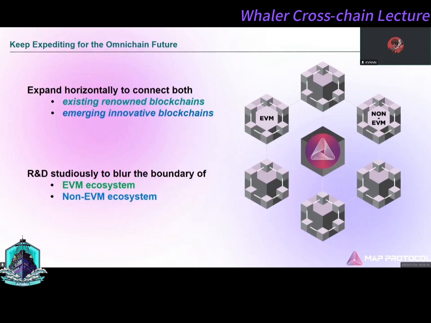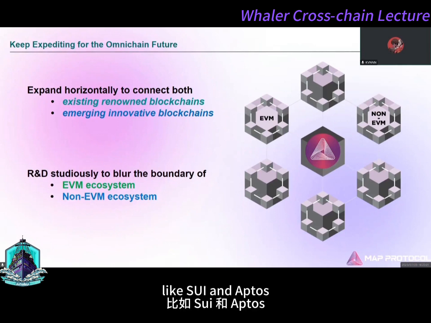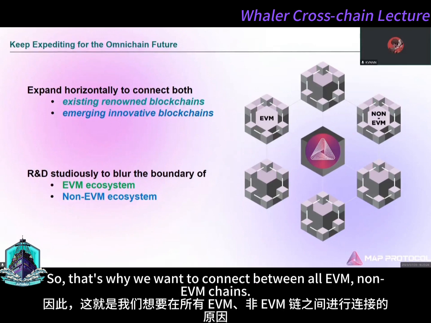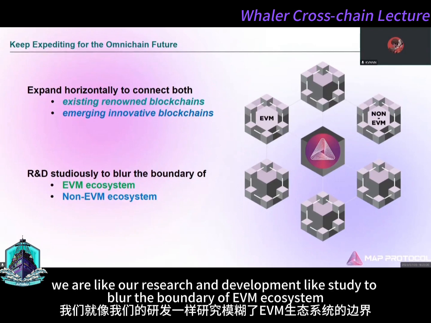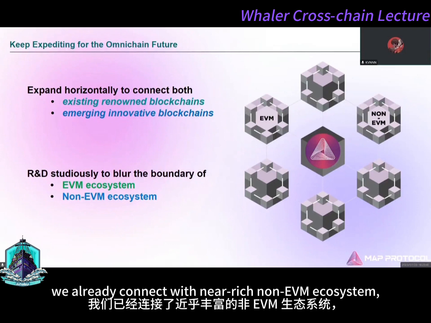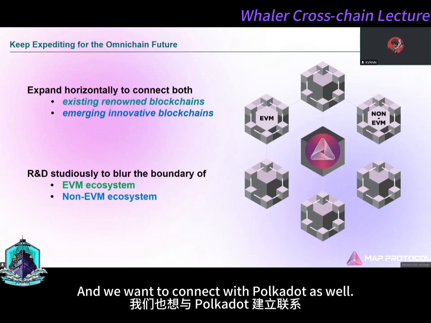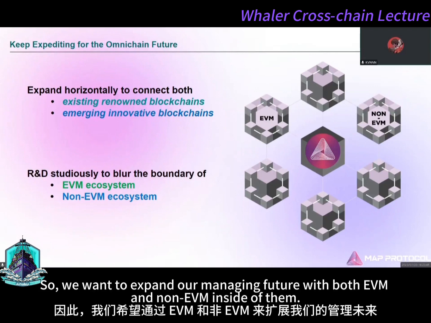Besides, we are also keeping an eye on emerging innovative new blockchains like Sui and Aptos. That's why we want to connect all EVM and non-EVM chains. We are also researching and developing diligently to blur the boundary between the EVM ecosystem and the non-EVM ecosystem, because right now we already connect with Near, which is a non-EVM ecosystem, and we want to connect with Polkadot as well. So we want to expand our Omnichain future with both EVM and non-EVM chains inside of it.